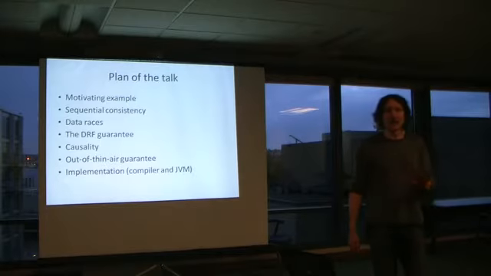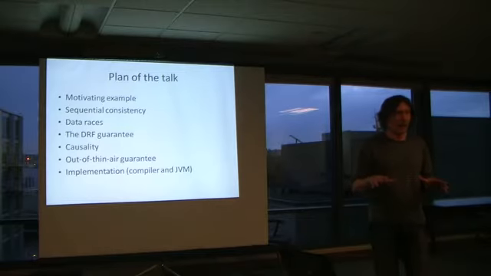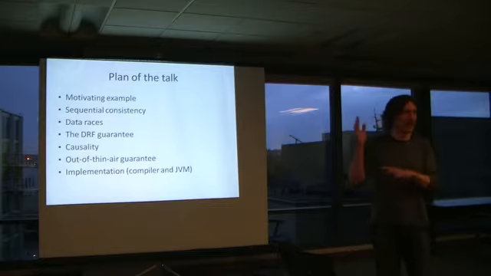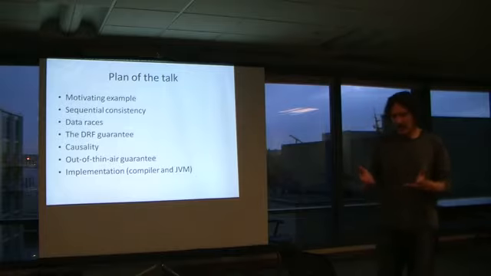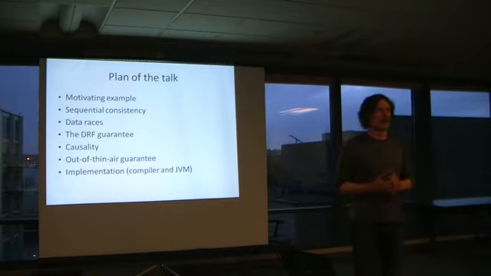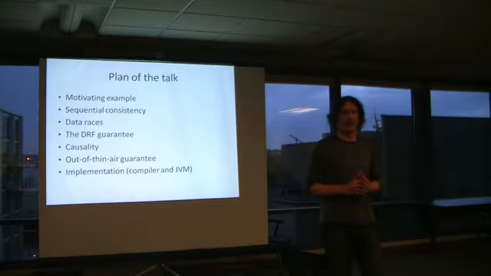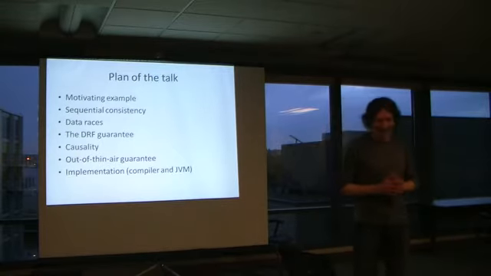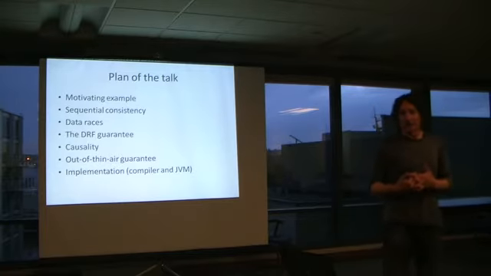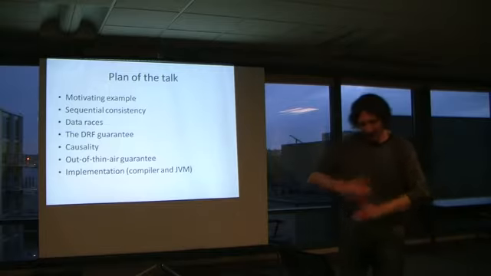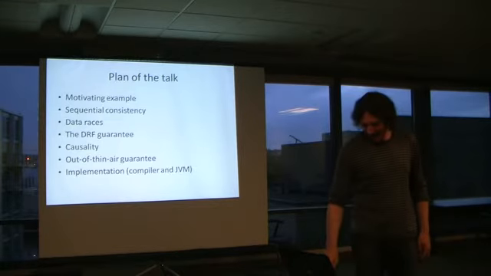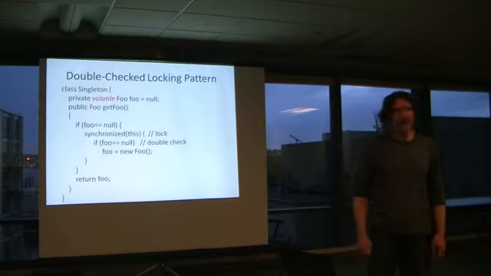So first of all, I would like to know more or less how theoretical I should be with this. How many people, for instance, know what this out-of-thin-air guarantee in Java is? Has anybody heard of that? Oh, good. Sequential consistency? Okay. So this is more or less in the middle. Excellent. So without further ado, let me start with this example.